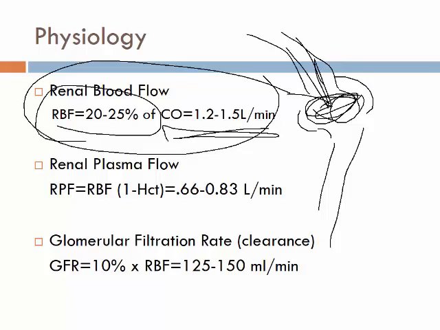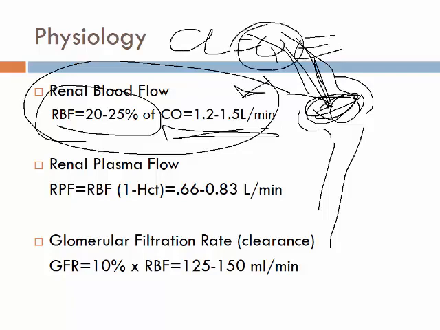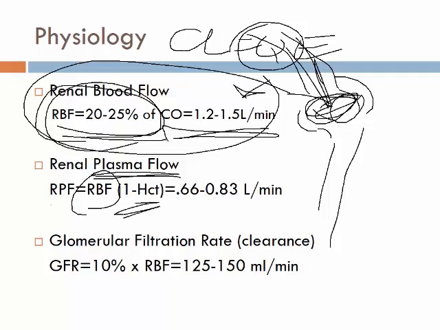So remember, with any clearance, it's going to be Q times E. So we need to understand the blood flows here, right? The renal blood flow is 20 to 25% of this. And then our renal plasma, so if we did the math, I'm not going to just because it's not that important, but you can do it. The renal plasma flow, remember plasma is blood minus the red blood cells. So you have to consider the hematocrit there. So your renal plasma flow is going to be between 0.66 and 0.83 liters per minute.